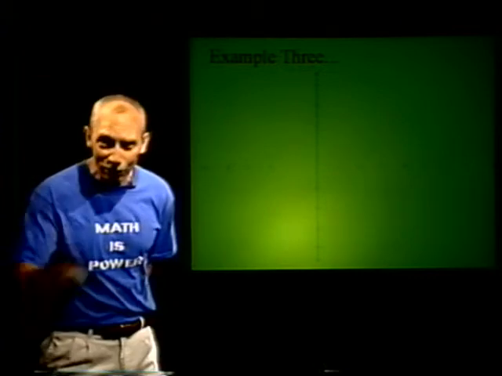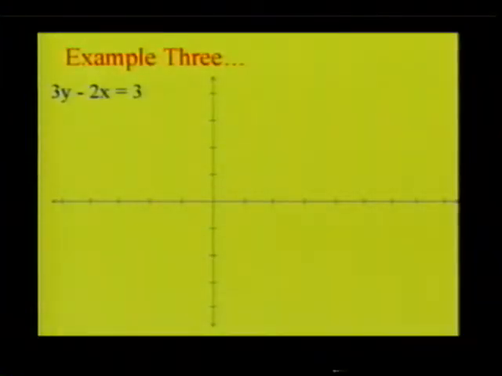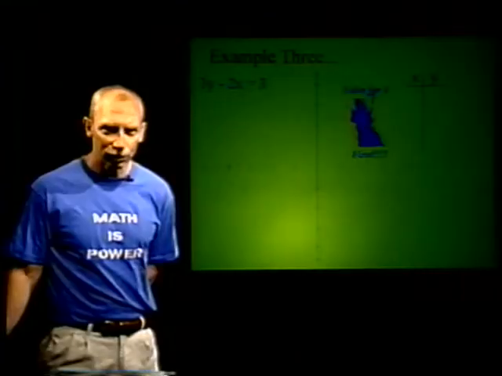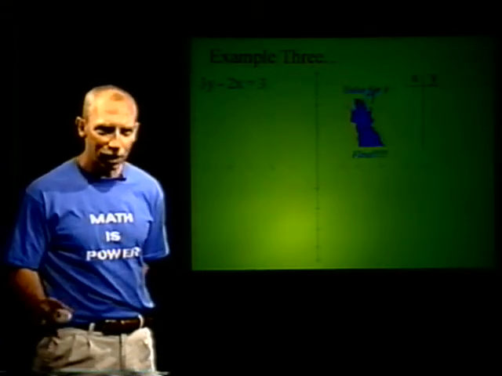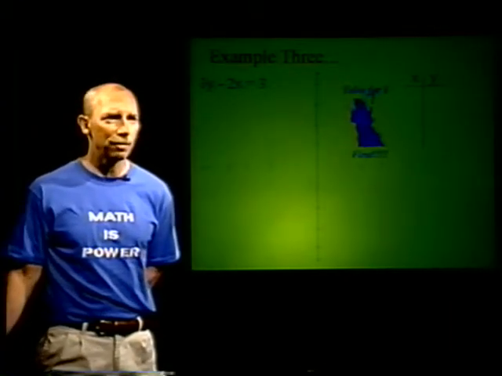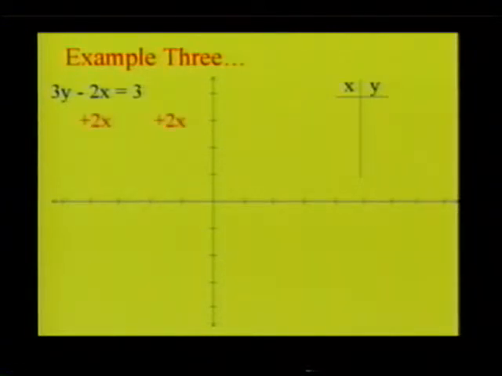Okay? Let's look at another one. You think you know it all? You don't know nothing. Hold on. Wait a minute. What do we have to do first? Don't forget, whenever you're graphing lines, you're going to remember, solve for y. Let's do it. What's keeping y from being by itself? The 3 and the minus 2x. Let's see, let's add a 2x to both sides.